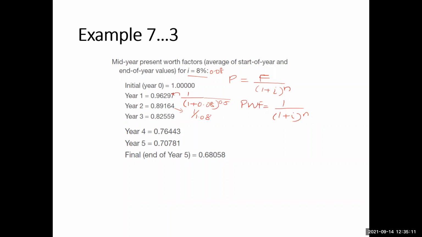Will it be 1.5? Yeah, because we are talking about the mid-year. So this will be 1 over 1.08 power 2.5. Okay, so this will be 3.5, this will be 4.5, and just at the end, it will be 1.08 power 5. Okay, at the end. Since we will be using these values over here in the table after, that's why I tried to explain it over here.